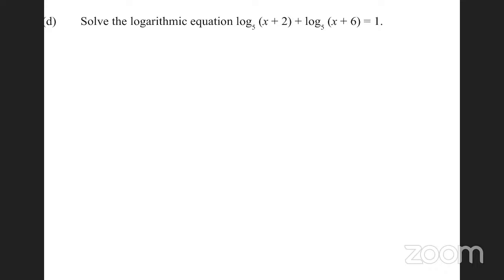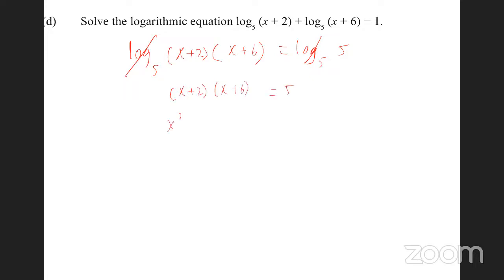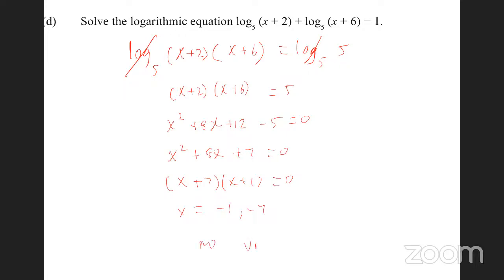Apply the rules quickly. Log 5, addition means multiply. And 1 is really log 5, 5. Drop off the logs. X plus 2 by x plus 6 is equal to 5. So x squared plus 8x plus 12 minus 5 is 0. X squared plus 8x plus 7 is 0. X plus 7, x plus 1. So you get x is minus 1 and minus 7.